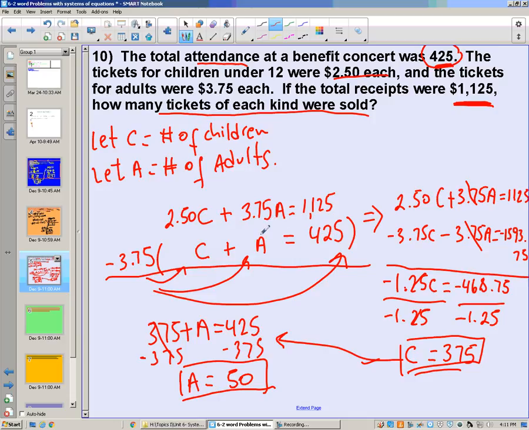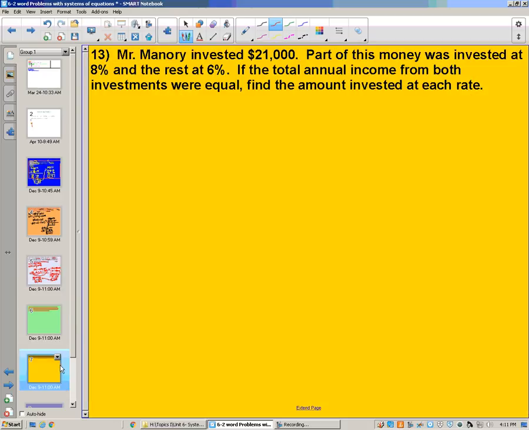Right? So it's pretty much the same procedure. You just have to know how to write the equations, and then how to work with that. Okay? Make sense? I want to do one more with you guys, and then I'll let you practice. Let's jump to number 13.